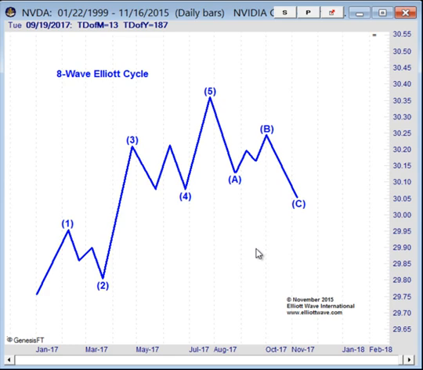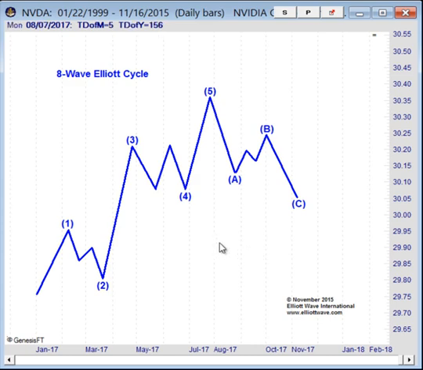Then, of course, you know that of motive waves, there are only 2 types: the impulse wave and the ending diagonal. And as far as corrective wave patterns, we have 3: the zigzag, the flat, and the triangle. Each pattern has its own specific set of rules and guidelines.